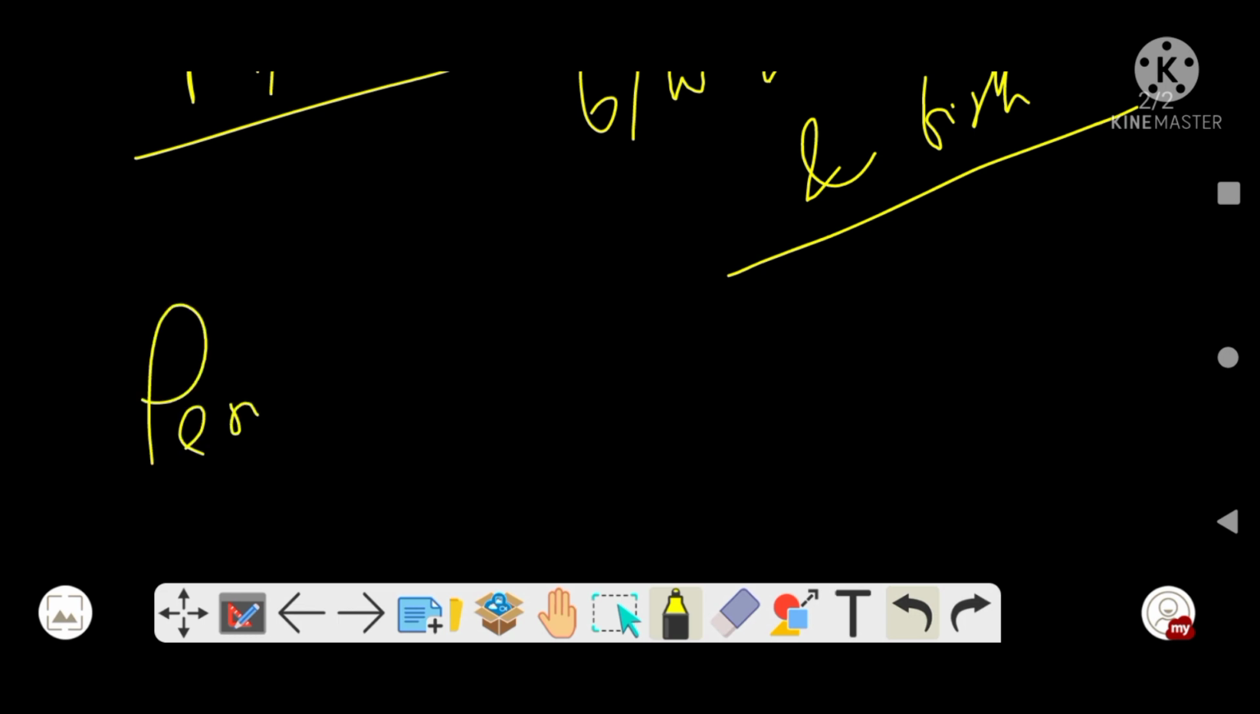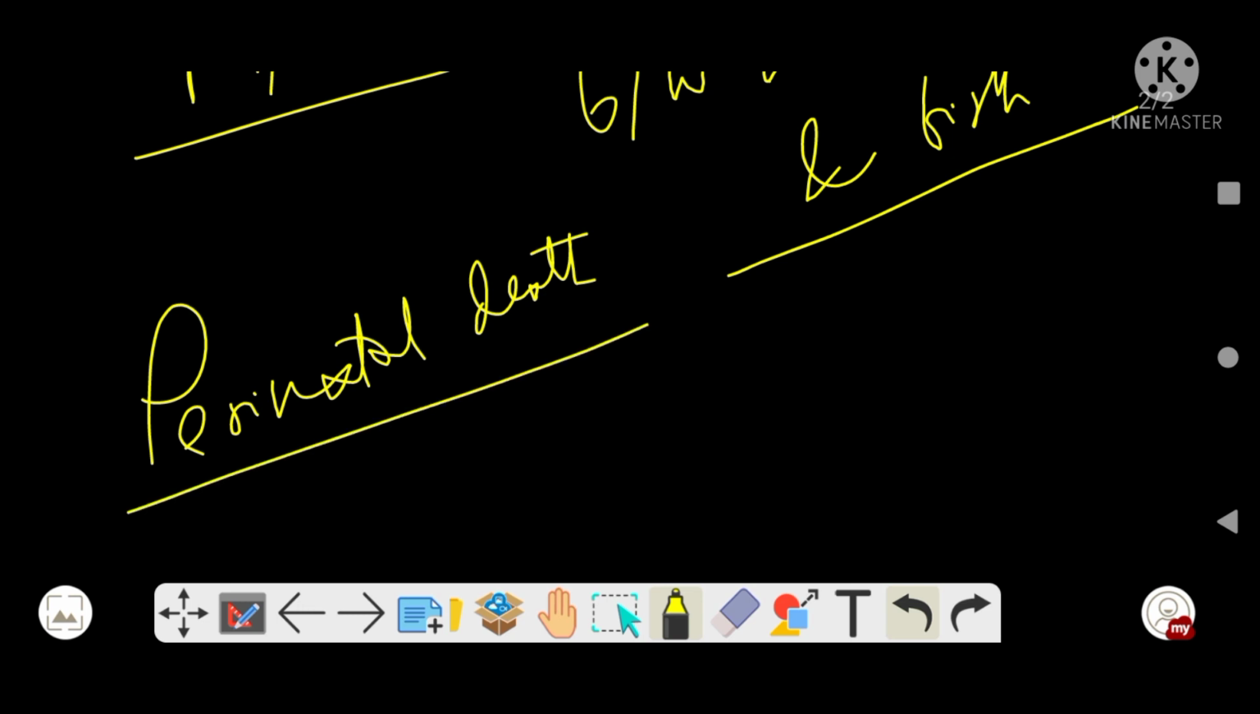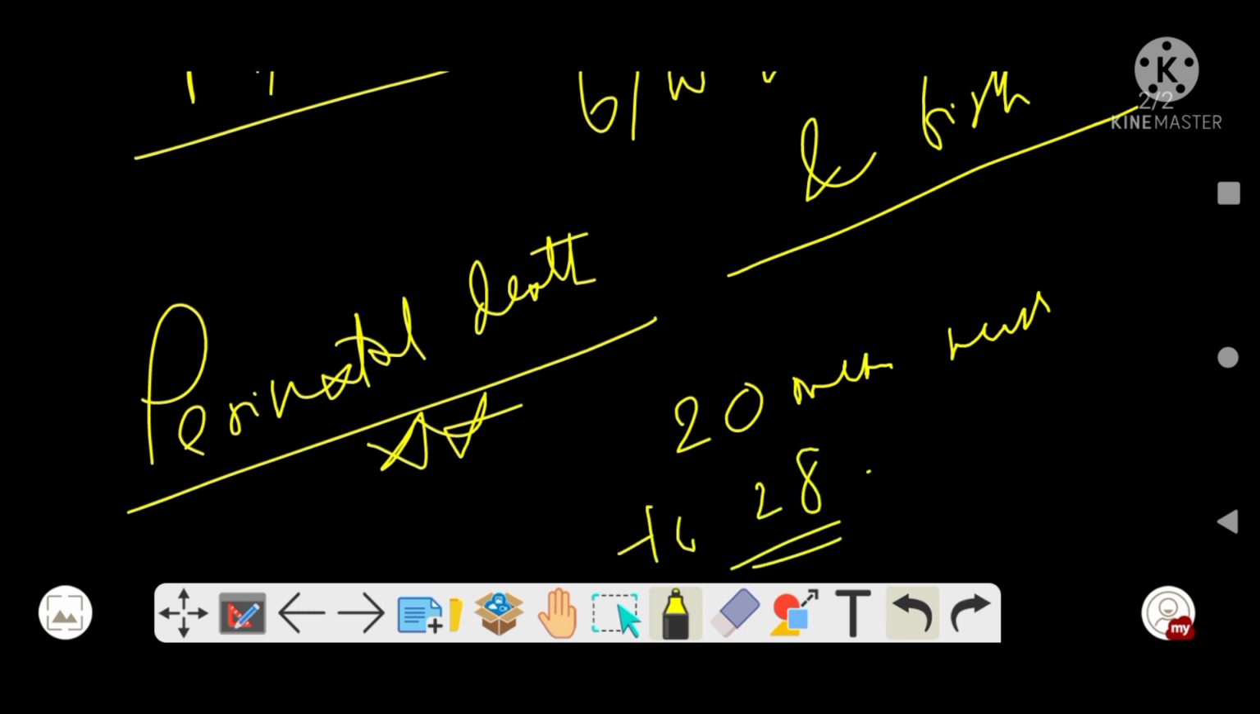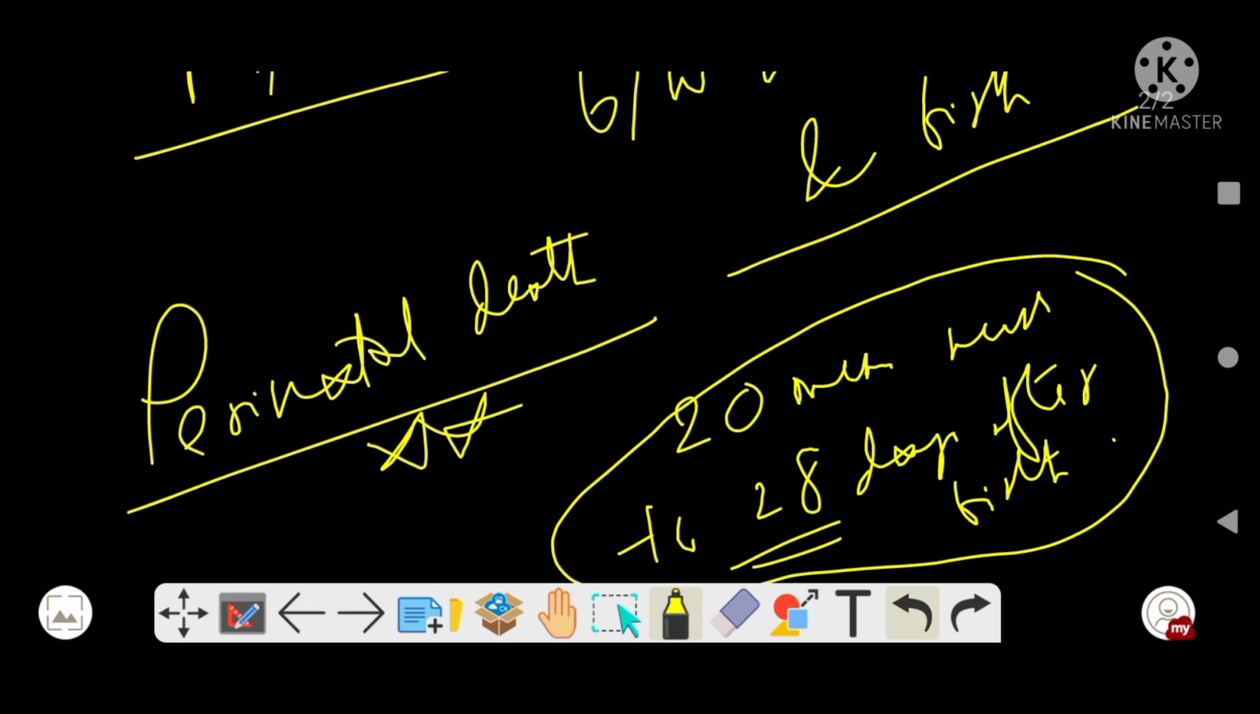Talking about perinatal death, most important. Perinatal death is your fetal or neonatal death from 20 menstrual weeks to 28 days after birth. Remember, 28 days after birth. So perinatal death is a fetal death between 20 menstrual weeks to 28 days after birth.